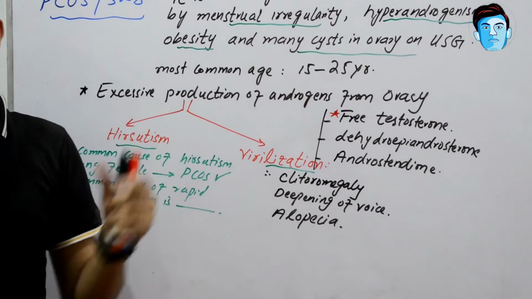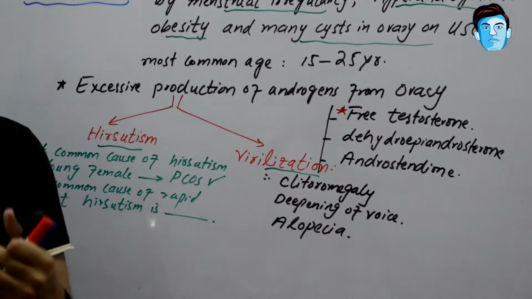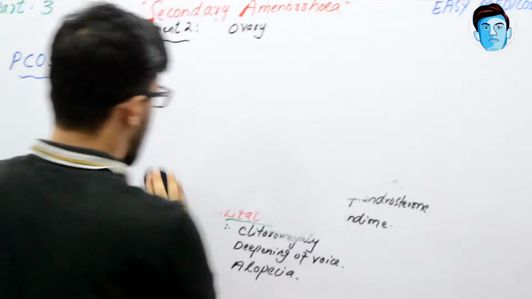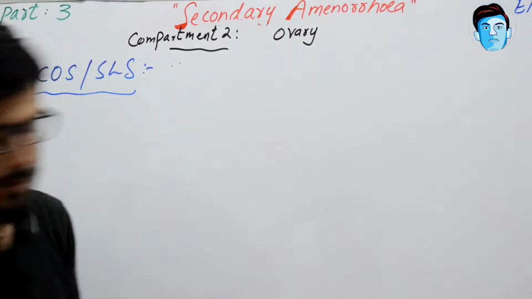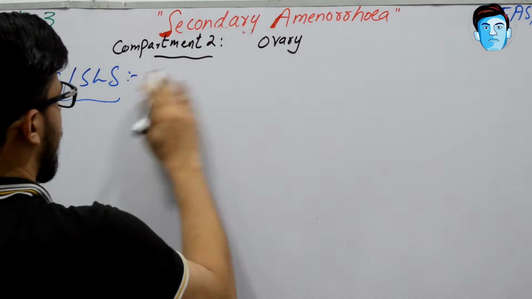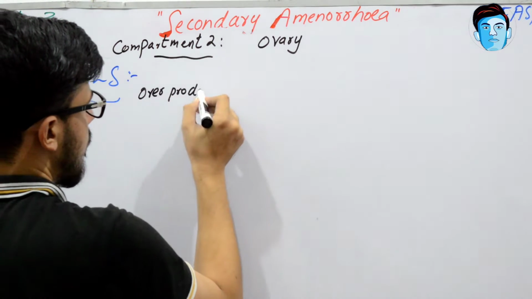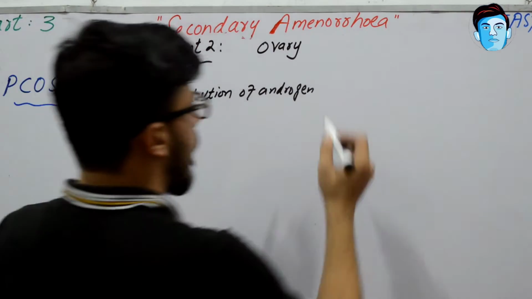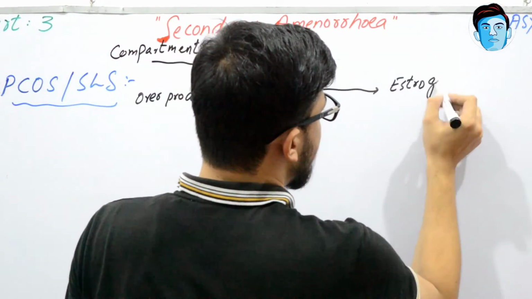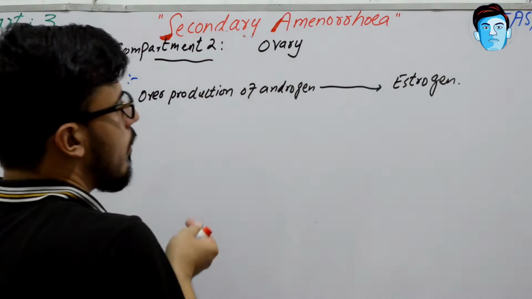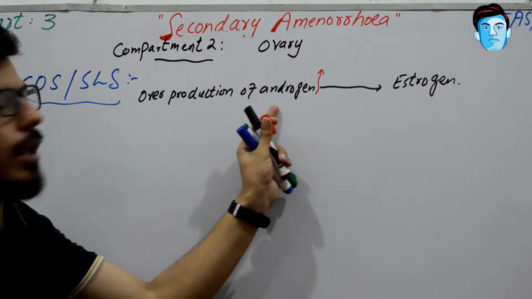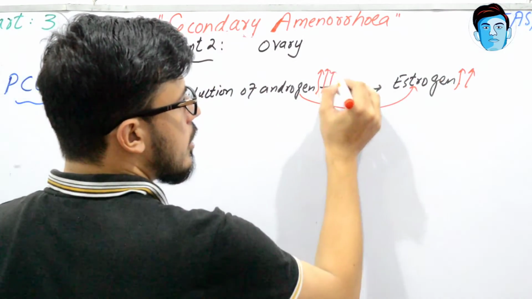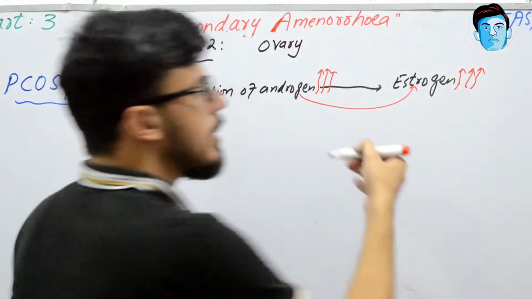Now the overproduction of androgen in a female's body is converted into estrogen. In PCOS, already we know that there is a higher level of androgen. So if there is more androgen, there is more conversion of androgen into estrogen. So indirectly there is a higher level of estrogen.